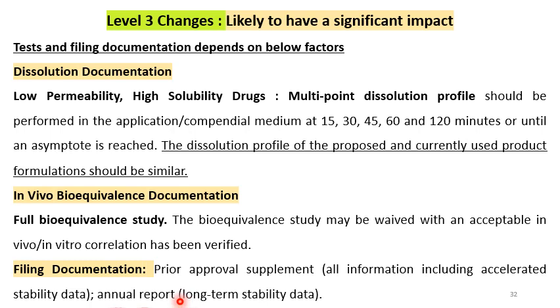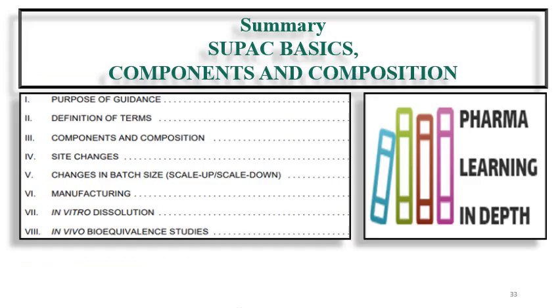Annual report will include the long-term stability data, because this long-term stability data will be generated after the approval of the prior approval supplement. So these very important terminologies are there, and interviewers always ask these terminologies. What is annual report? What is prior approval supplements? And what are the importance of PAS in the life cycle of the product?